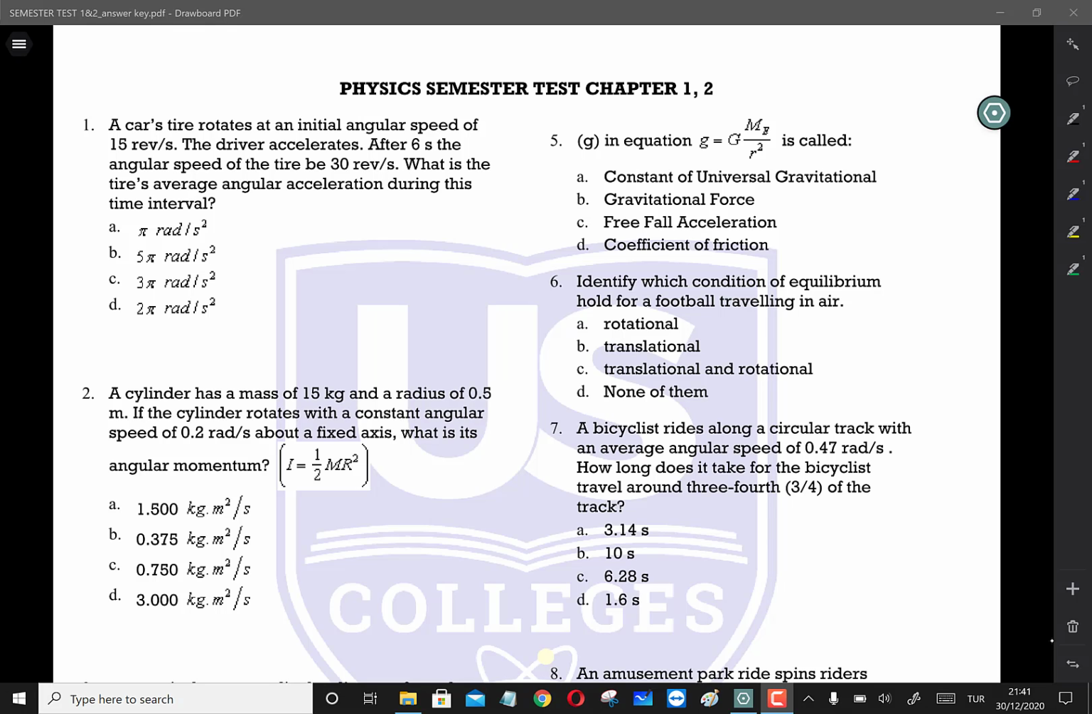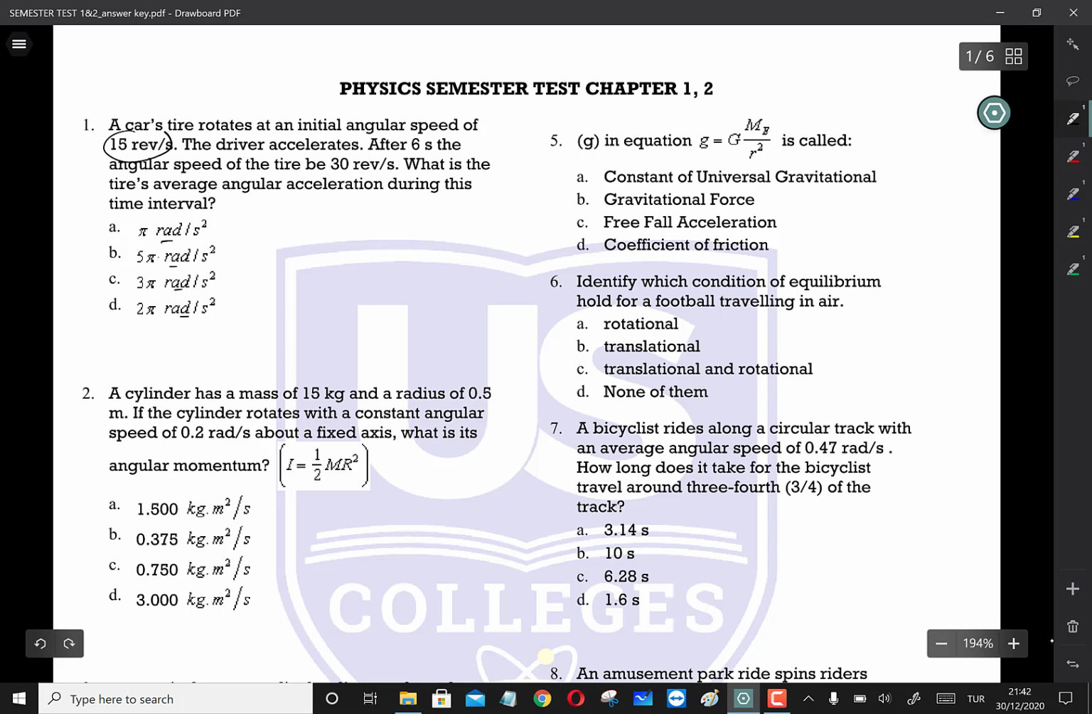So we are going to calculate the average angular acceleration in radians per second squared, but the given is revolutions per second, so there are two ways. You can convert both revolutions per second to radians per second, or you can get the result as revolutions per second squared and then convert to radians per second squared in the end. So let's do it this way.